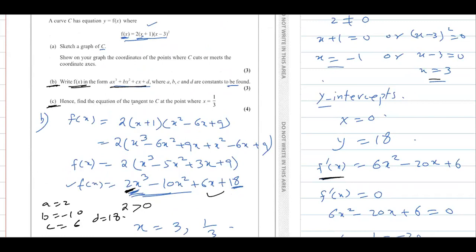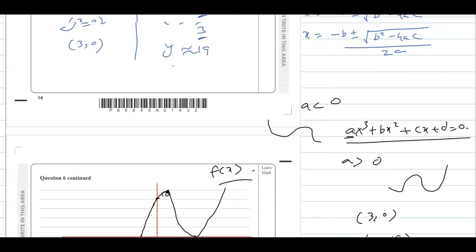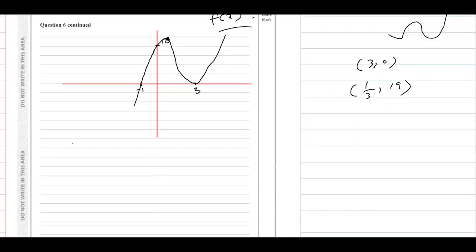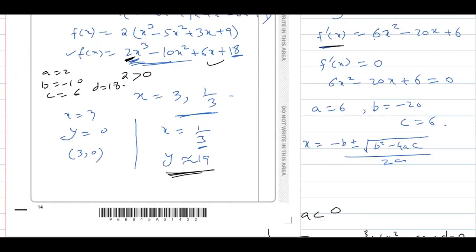Now part C is, hence, find the equation of the tangent to the curve at x is equal to 1 over 3. At x equal to 1 over 3, we already found the other points. So what is the equation of the tangent? The equation of a tangent is always y minus y1 is equal to m into x minus x1. Now you just need to find m. What will m be? It is f dash x at the given point, x equal to 1 over 3. This is your f dash x, that is 6x squared minus 20x plus 6.